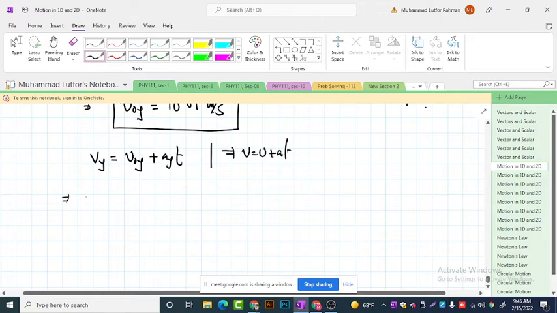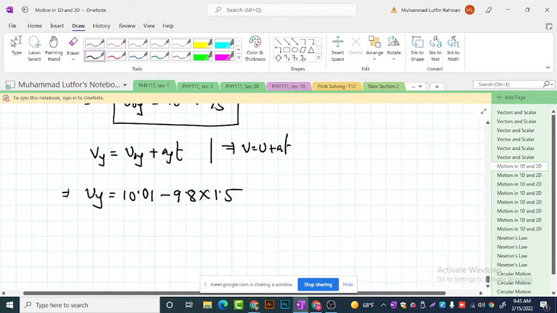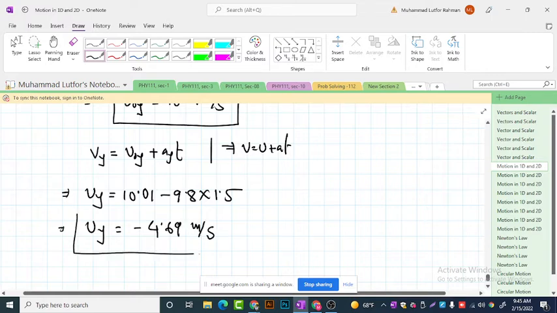So fine, I am going to find v y now. v naught y is 10.01, I found it, minus 9.8 times 1.5. So if you plug in, you will find that v y would be minus 4.69 meters per second. That is the final velocity. That means just before it was caught, the velocity of the ball was minus 4.69 meters per second.